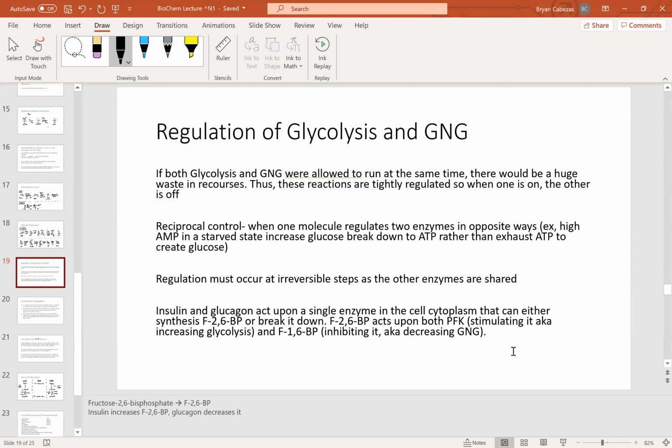So insulin and glucagon: insulin is going to take glucose from the bloodstream into the cells, and glucagon is going to push glucose into the bloodstream. So how do these guys regulate glycolysis and gluconeogenesis? Well, they stimulate a single enzyme. This enzyme is going to be creating something called fructose 2,6-bisphosphate. And what fructose 2,6-bisphosphate does is that it positively regulates phosphofructokinase. And phosphofructokinase is an enzyme found in glycolysis.